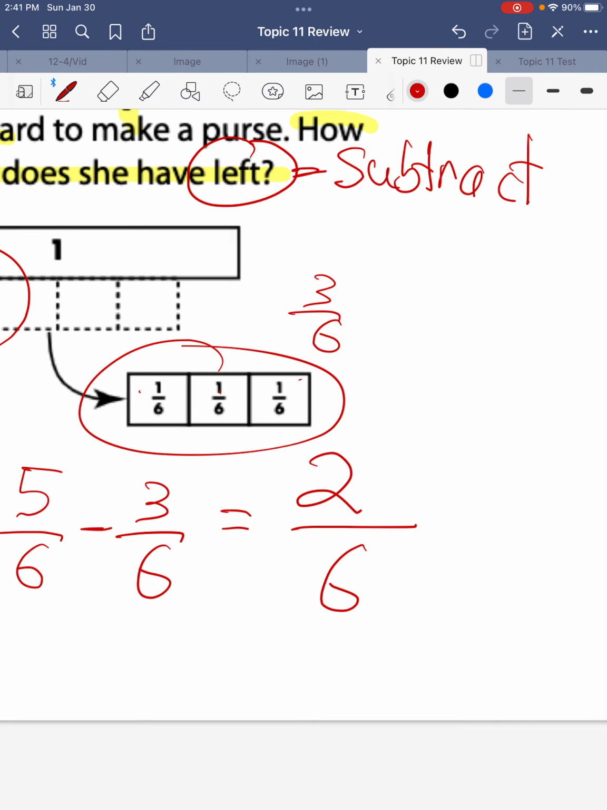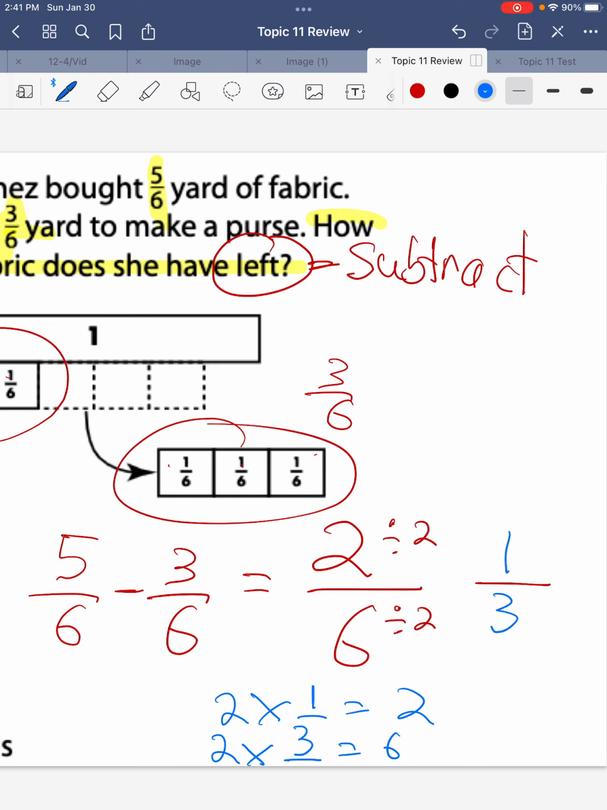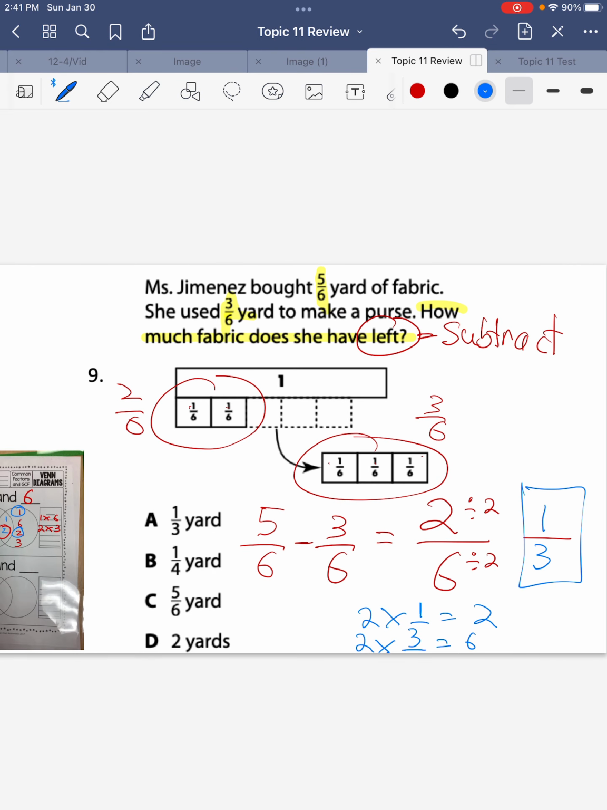So I'm going to go back to my original answer. Divide by 2. Divide by 2. Okay. So what's 2 divided by 2? Okay, remember, what times 2 gives me 2 again? That would be 1. So 2 divided by 2 is 1. 6 divided by 2, again, what times 2 gives me 6? That would be 3. 6 divided by 2 is 3. Now this is my answer. I need to see if it's there. Yup, it's A.